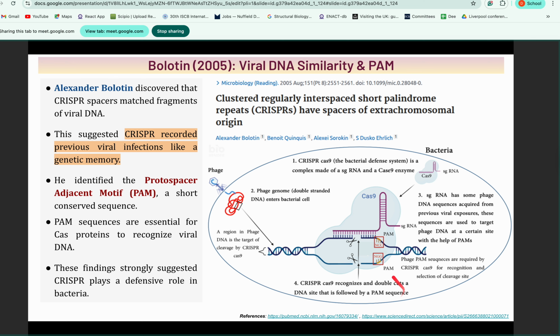So in this way, the cut has been made, and these PAM sequences are required by the CRISPR-Cas9 for recognition and selection of the cleavage site. As soon as cleavage takes place, it will affect the double-stranded DNA which has entered into the host. So this is how it protects the bacteria from the phage attack, because the DNA has already been broken down. Our bacterial cell will recognize that it is foreign DNA. In this way, it will not allow the phage to attack the bacteria. In that way, the bacteria use the CRISPR system as a defense mechanism.